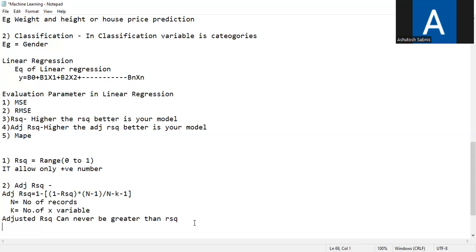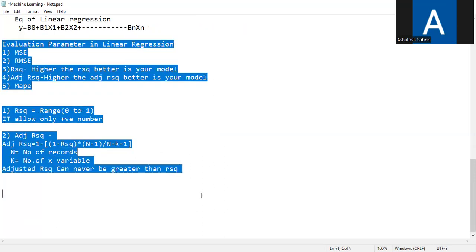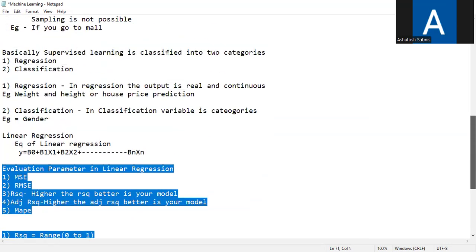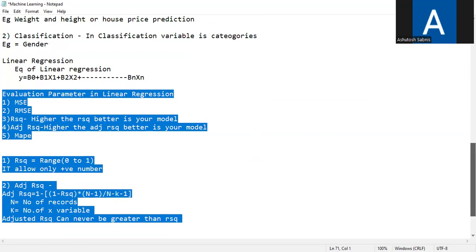In this video, we have covered two evaluation parameters. In the next video, we will see the next evaluation parameters of linear regression.